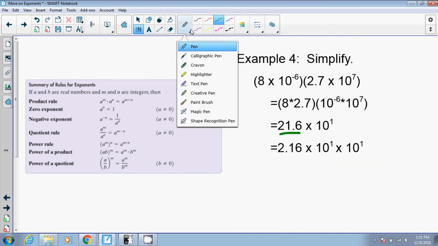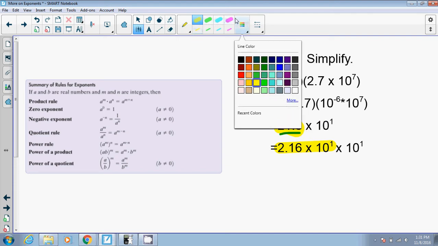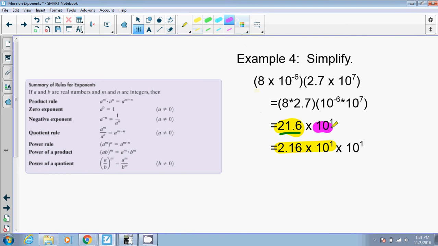So one thing I need to make sure we understand here, this 21.6 is rewritten as 2.16 times 10 to the first. Because again, your a, or your first value, cannot be greater than 10. It has to be between 1 and 10. So these two are equivalent, and that 10 to the first stuck around at the end.